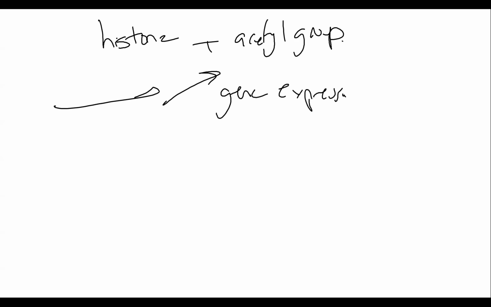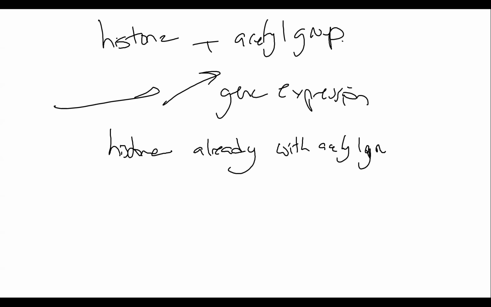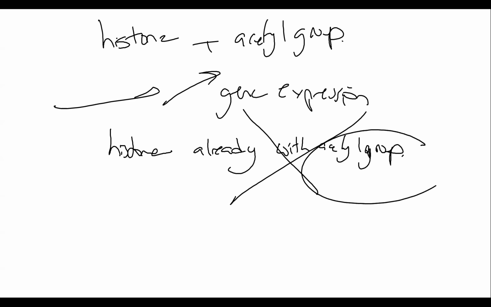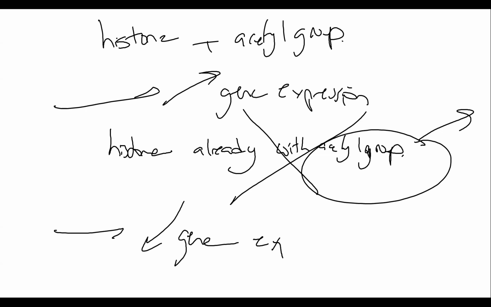However, if they said we have a histone that already has an acetyl group, and then we broke it down and took out this acetyl group, this will decrease the gene expression. So if it came opposite, you should know how to do it.